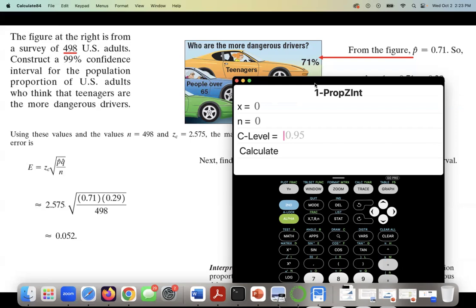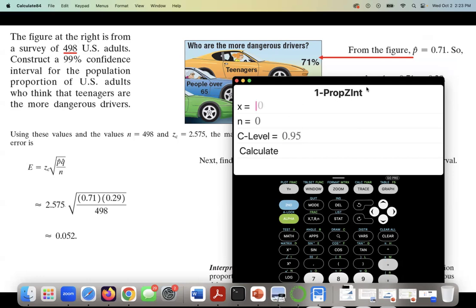P hat is 71%, but I can do a little bit of algebra. 71% can be multiplied by the total number of people who participated in this survey, am I right? So let us do the multiplication. You just need to multiply 0.71 times 498 to get X. So let us do the algebra. 0.71 times 498 gives me about 353 or 354.